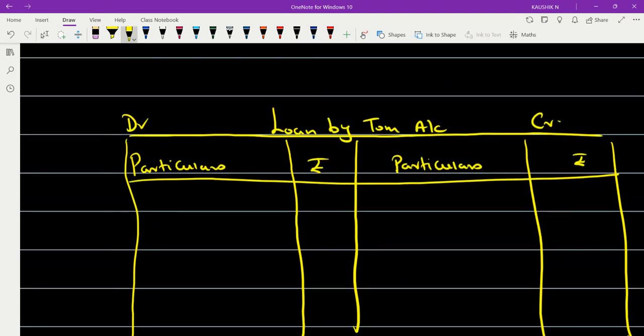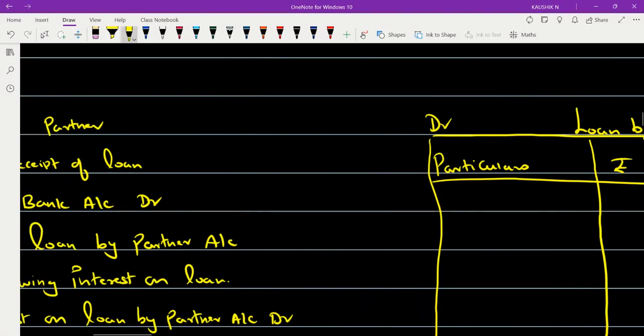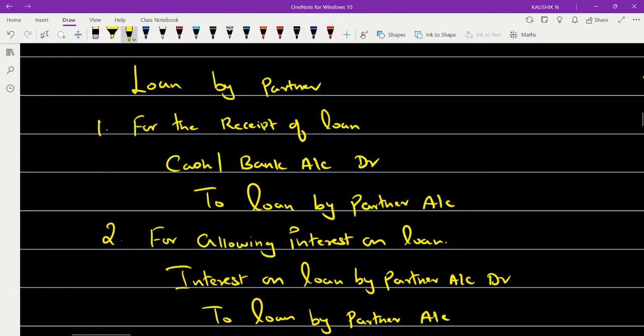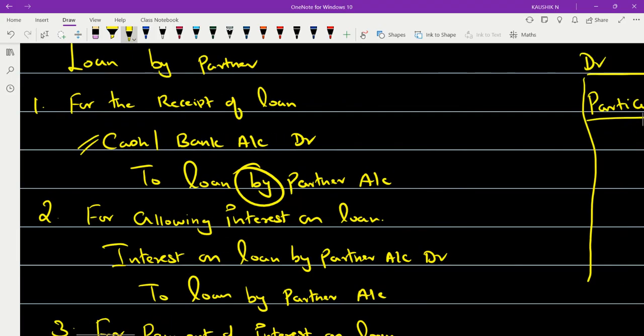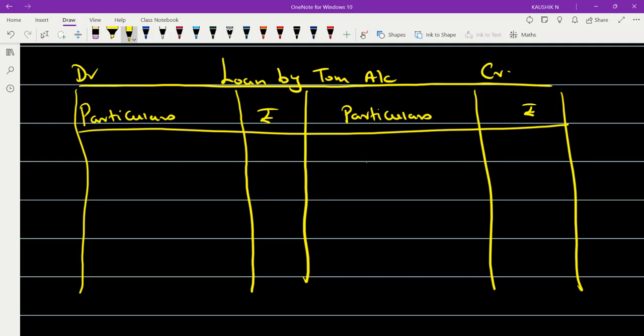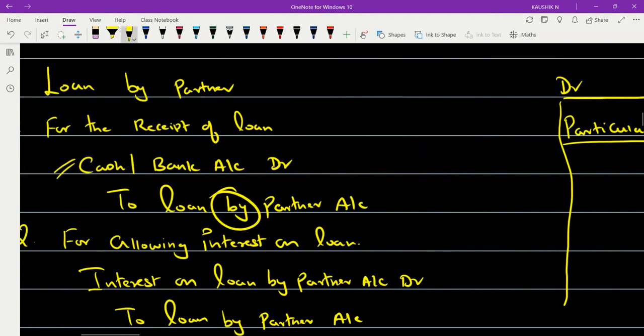First and foremost, the loan amount should be brought into the picture. As for the first journal, what is the loan value? 2 lakhs, right? Look at this entry: cash or bank is debited to loan by partner. This is the account you are preparing, so you record it on the credit side, marking it as by cash or bank 2 lakhs.